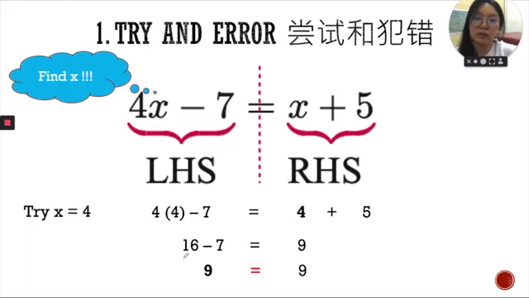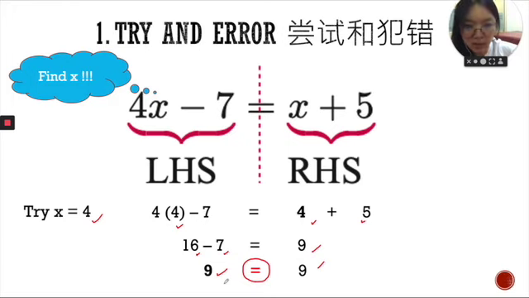Try again. x equals to 4. Put x equals to 4 inside the left hand side. I'll have 4 times 4, 16. Minus 7 equals to 9. And on the right hand side, x equals to 4. 4 plus 5 also equals to 9. Wow! Finally, we are here. The left hand side is equal to the right hand side. Therefore, x is equal to 4.